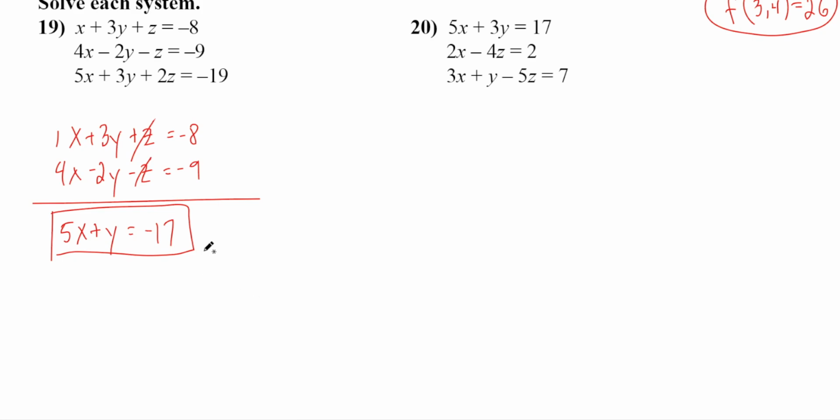Now what you could do is you could use the first one and the third one, eliminate the z's, or the second one and the third one. I would do the second one and the third one. Why would I do that? Because one's already negative, one's positive. But what am I going to have to do to that second one, though? I'm going to have to multiply it by a 2.